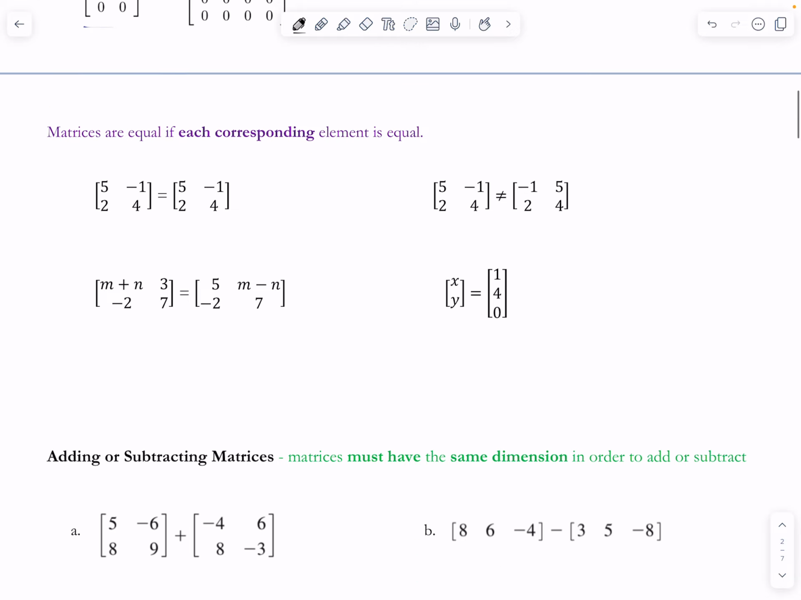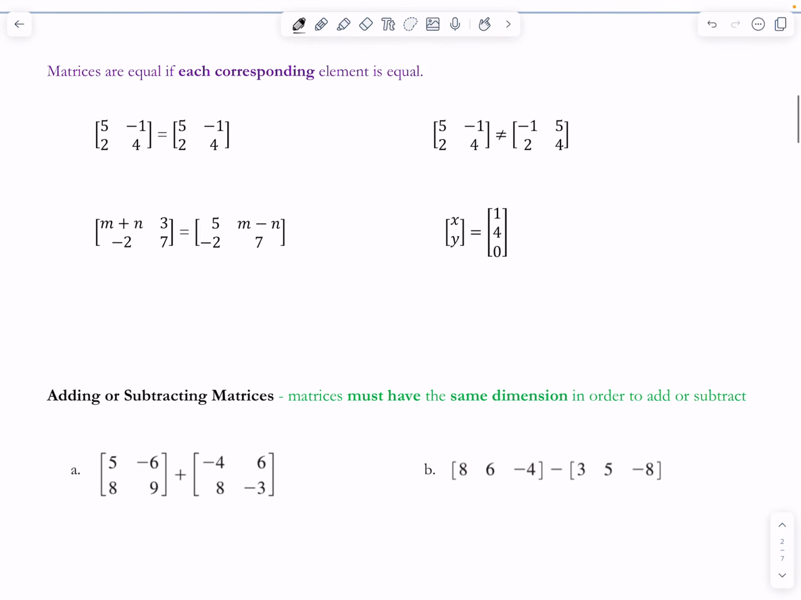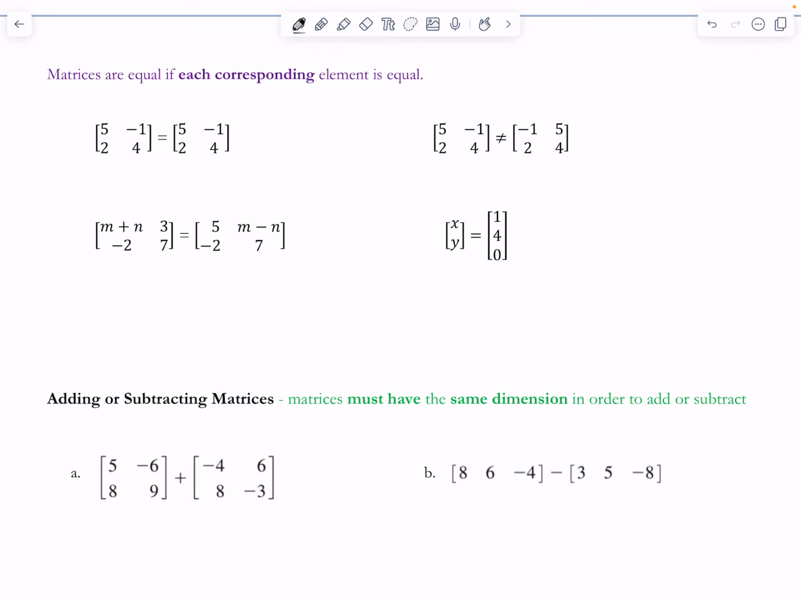Okay, so a couple of things can be true if each corresponding element in the same location is equal. Like in this first one, we have a 2 by 2 matrix set equal to the exact same 2 by 2 matrix, so that will be true. The one to the right is not true because the numbers are not in the exact same location.